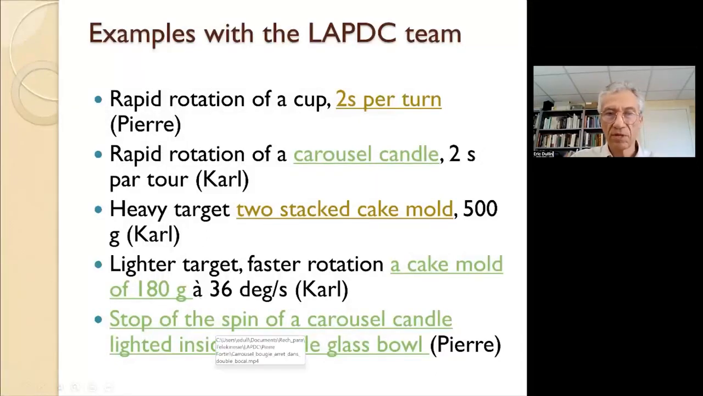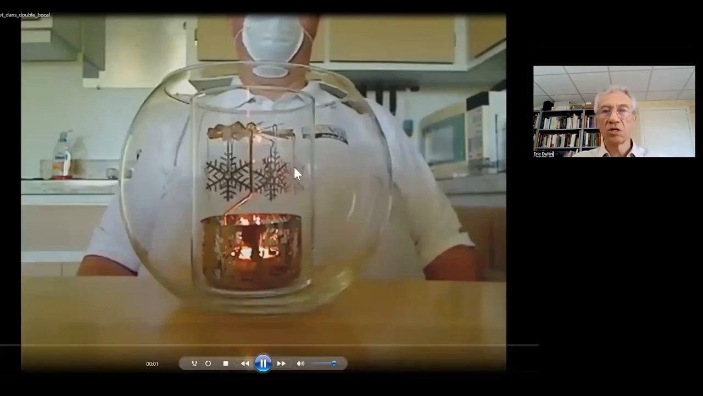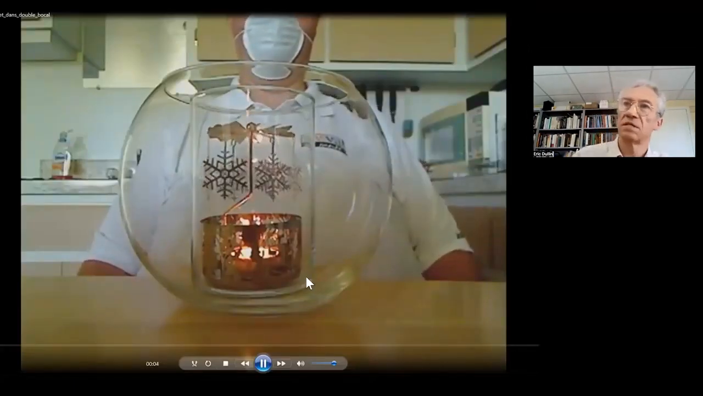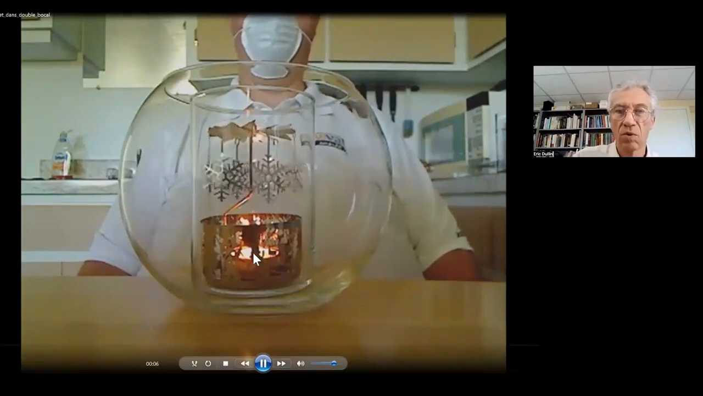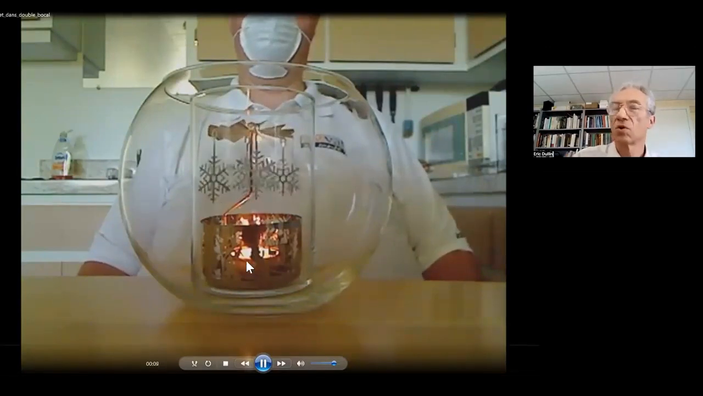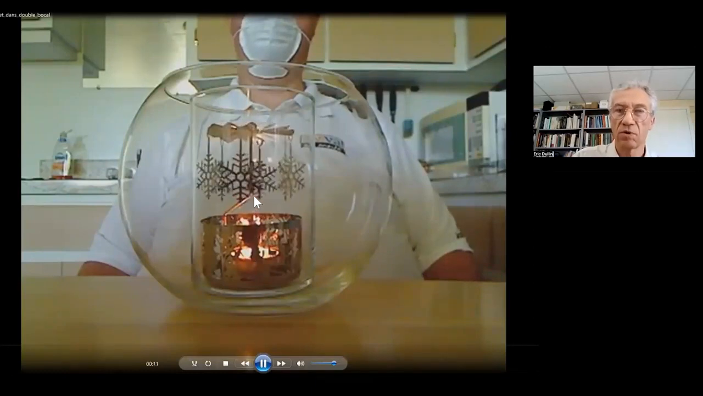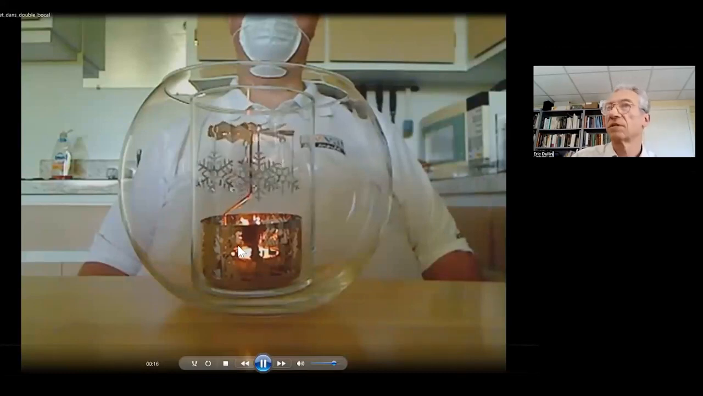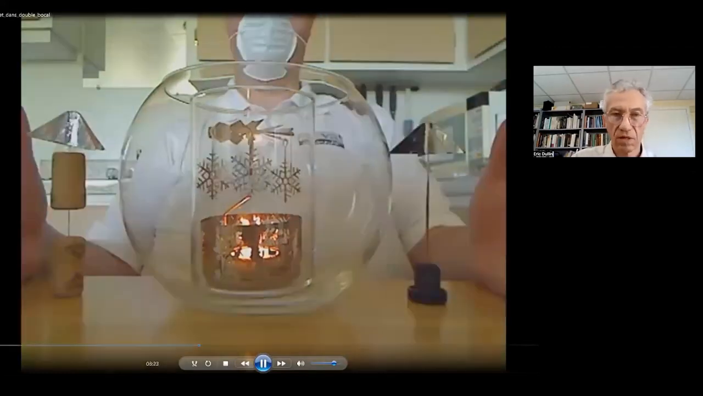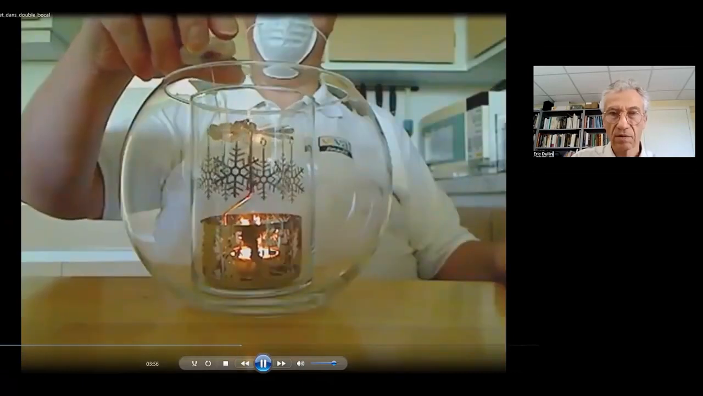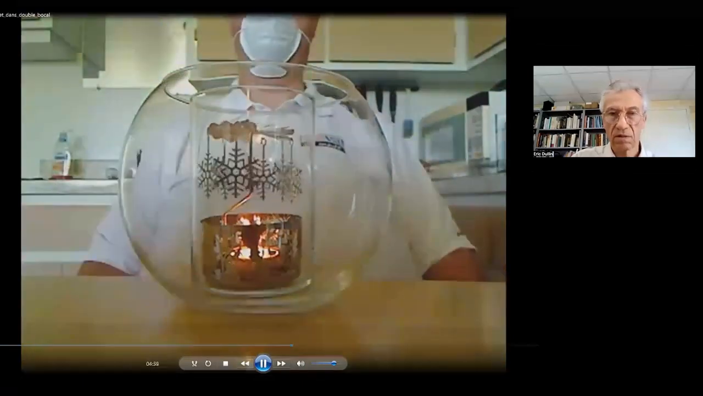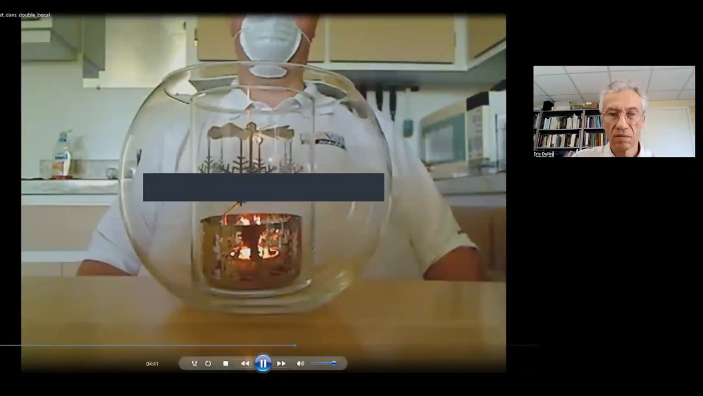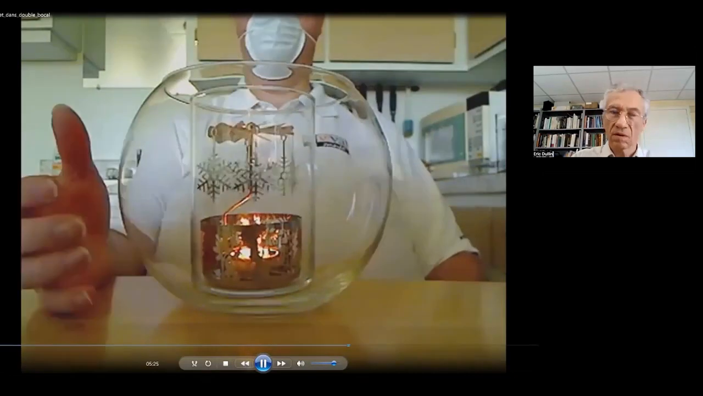And then maybe you can see another kind of experiment. The objective is to stop the target, in this case because there is a lit candle. It's already on fire here, so there is a stream of air, so it's running, and the idea is to try to stop it.